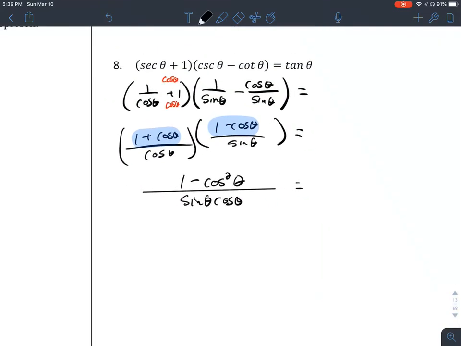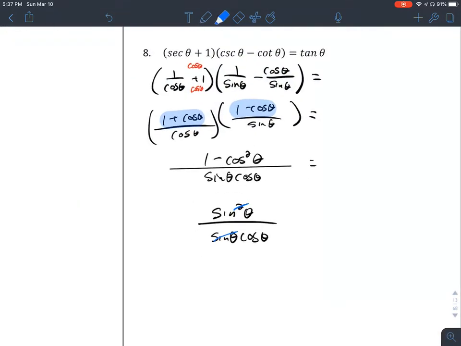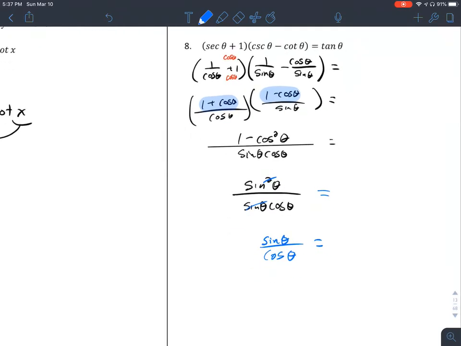As mentioned for the 1,000th time in the last couple of days, 1 minus cosine squared of theta is sine squared of theta. We can cancel a sine from the top and bottom, which leaves us with sine of theta over cosine of theta. Tell you what, the more I do this, the more ridiculous my handwriting becomes. And I know what you're thinking, but it was already really ridiculous. That's true. Sine over cosine is the same as tangent. We've proved it. Finished.